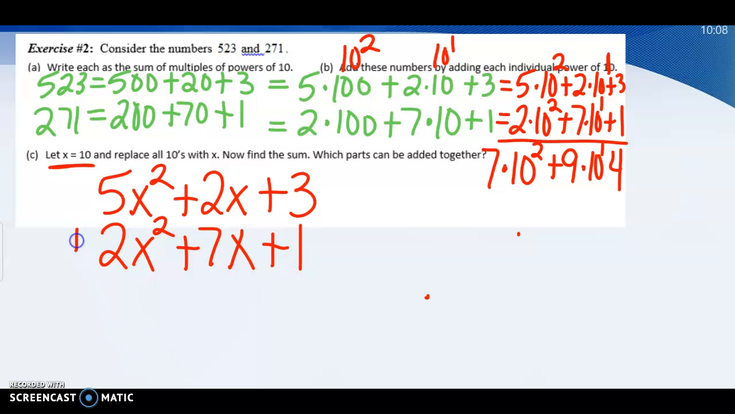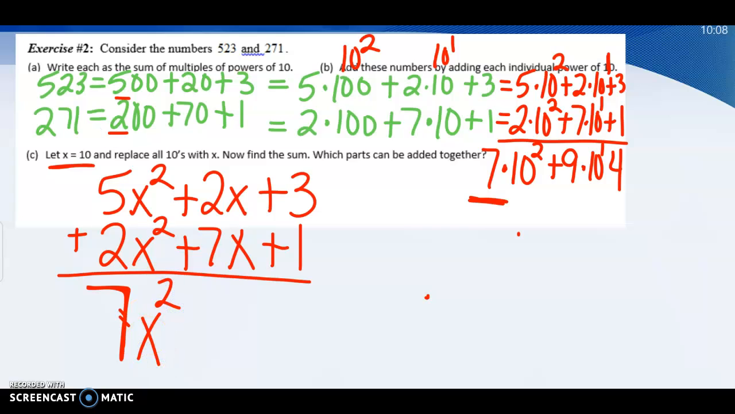And so if we add these terms, we're going to be able to add the 5 and the 2, and that makes 7, just like we did here. Just like 500 plus 200 makes 700. This is just 7x to the second. Now, 2x and 7x, think of that as like 20 and 70. That's really 9x. I'm adding the tens place. 3 plus 1 is 4. So there you have it.